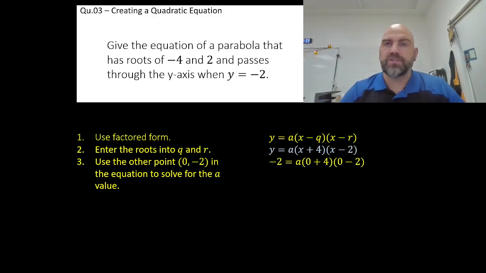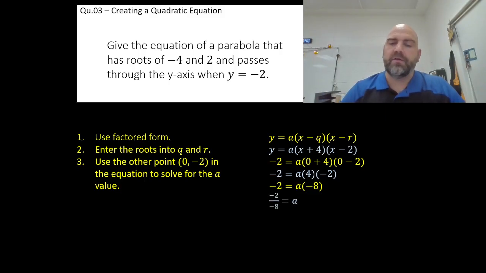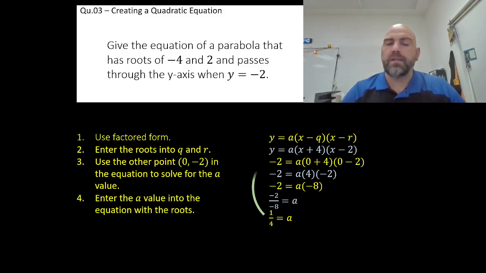All right, solve as much as we can now, okay? So 0 plus 4 is 4, 0 minus 2 is -2. We can multiply those two together to get -8, and then finally divide by -8, and we're going to get an a value of -2 over -8, which can be simplified to 1/4. Take our a value, plug it back in for a up there, and that is going to give us our equation in factored form of y is equal to 1/4 (x plus 4)(x minus 2).